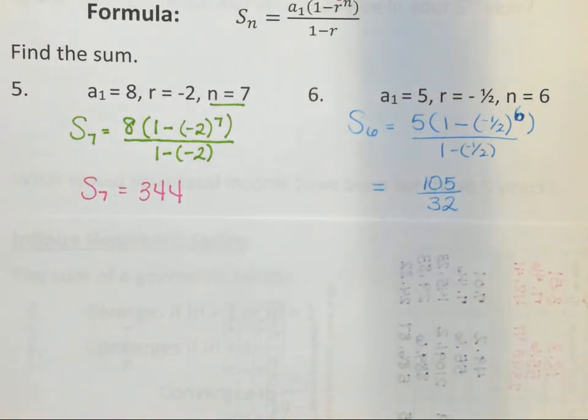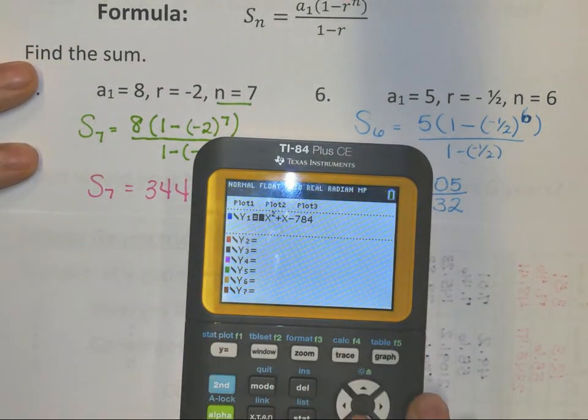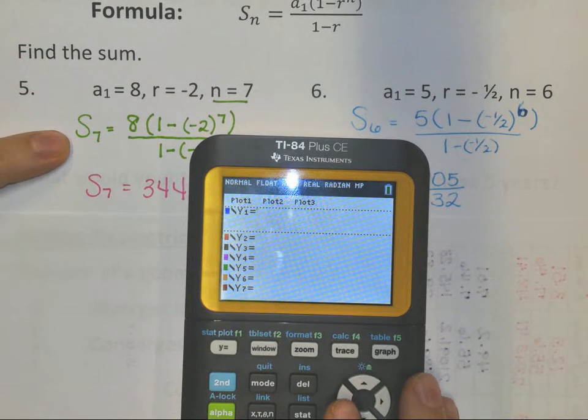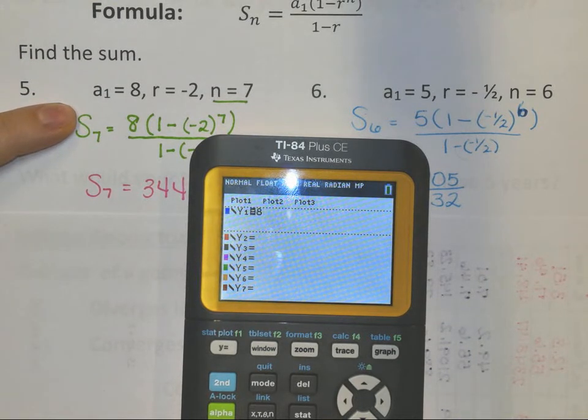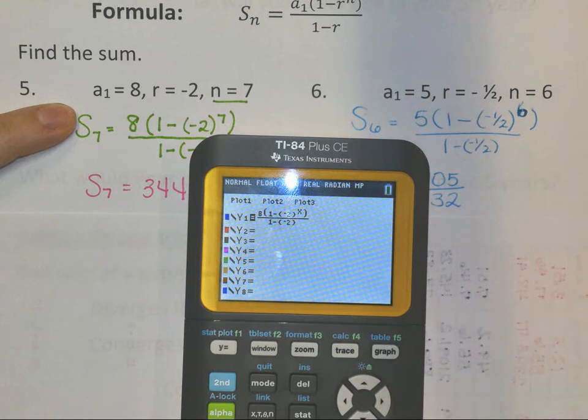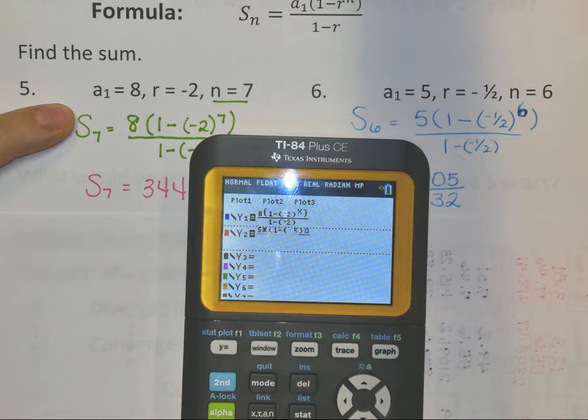All right, I want to show you something. I'm actually going to use these two equations as my go-to. So my sum formula, looking at number 5, says take the first term times parentheses 1 minus negative 2 to the nth power, so I'm just going to put an x in that position, over 1 minus negative 2. So that's my first equation. For the second one, alpha y equals again, the first term times 1 minus the ratio to the nth power divided by 1 minus the ratio.